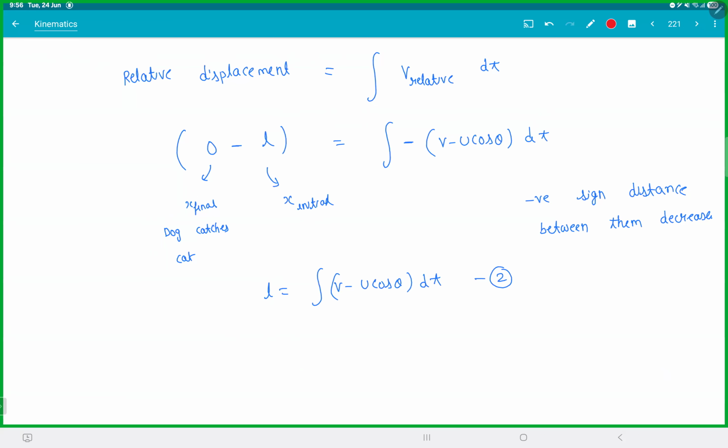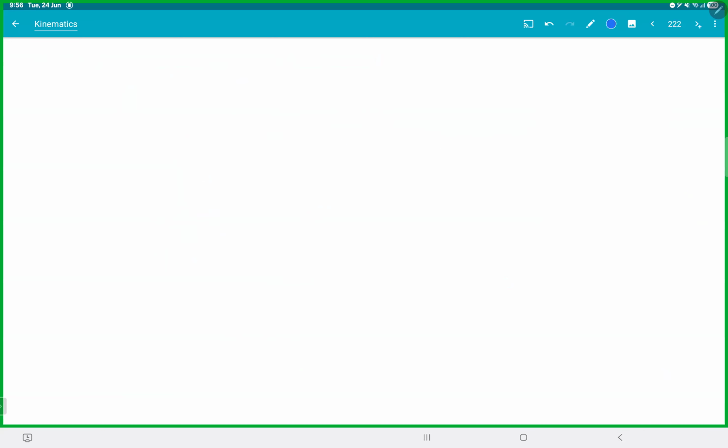Is this clear, everyone? The two equations. Again, listen, how did I get both the equations? If this comes in the exam, this is what I will do. Cat is there, going straight. Dog is there, it is chasing here. Velocity is v, angle theta. So this cat will travel ut, this dog will travel ut is equal to integral v cos theta dt.